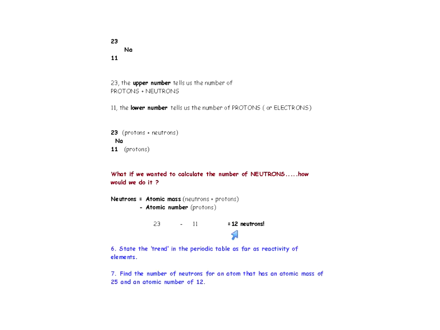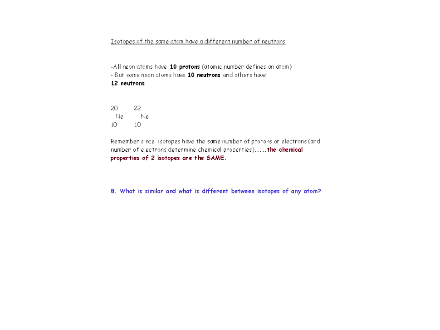All right, so question number 7. Find the number of neutrons for an atom that has an atomic mass of 25 and an atomic number of 12. Good. So just 25 minus 12 is 13. Good stuff.